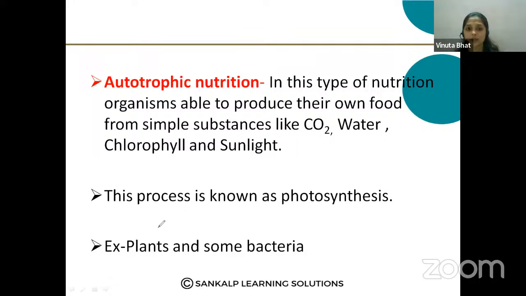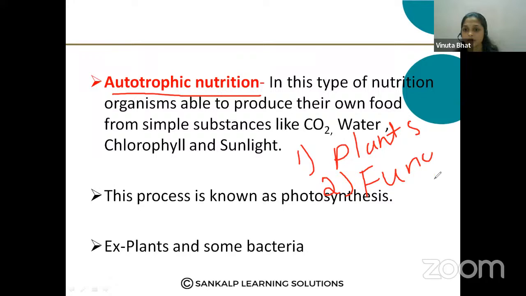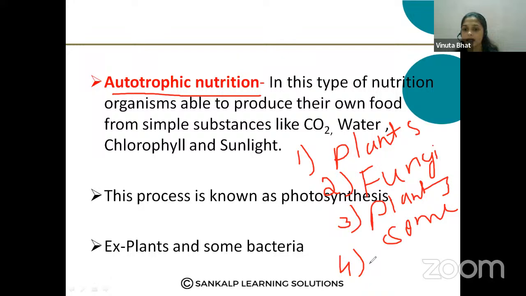In the question, they asked: autotrophic type of nutrition is found in which? First option is in plants. Second option, in fungi. Third option, plants and some bacteria. Fourth option is in plants and all bacteria. Look at the fourth point, plants and all bacteria.